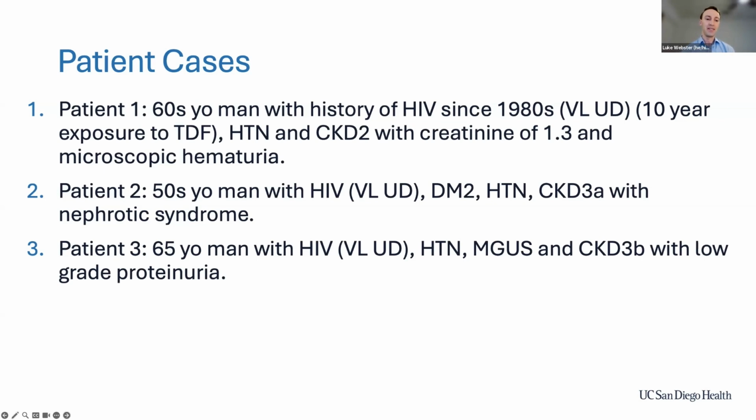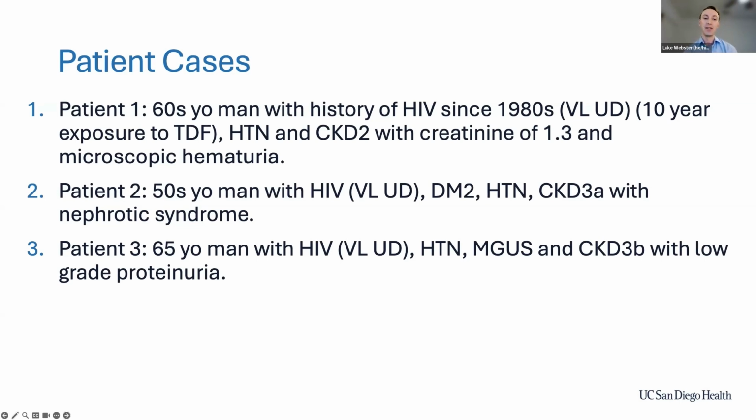I'll give you some examples, and these are patients that I've seen in clinic. I had a patient in their 60s with history of HIV since their 80s, currently with an undetectable viral load. They did note a 10-year history of TDF, had hypertension and stage 2 chronic kidney disease. The evaluation was for microscopic hematuria, and that always leads to the question: is this something like an acute GN that could be associated with a chronic infection, or is it something more benign like prostatitis or nephrolithiasis?